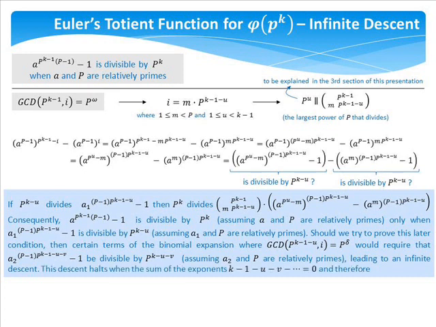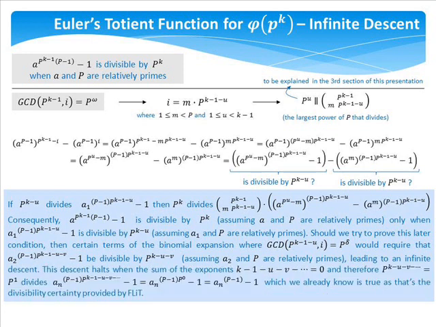This descent holds when the sum of the exponents k minus 1 minus u minus v, etc. equals 0, and therefore p raised to k minus u minus v, etc. equals p, which divides a sub n raised to p minus 1 times p raised to 0 minus 1, which is equal to a sub n raised to p minus 1 minus 1, which we already know is true, as that's the divisibility certainty provided by Fermat's little theorem.